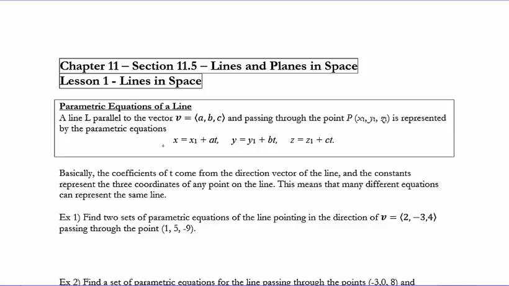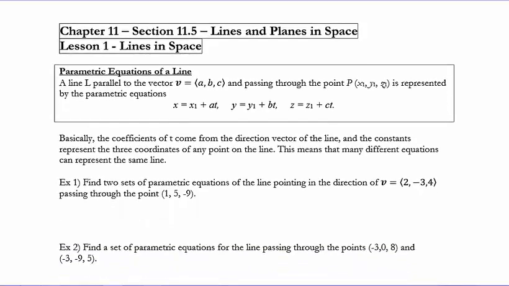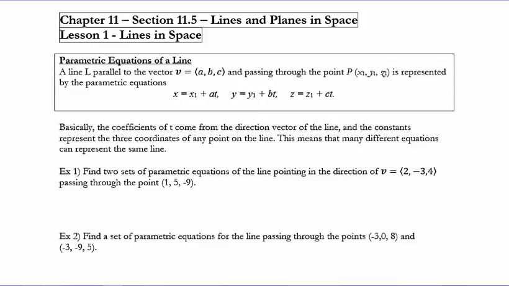So we're going to spend a little bit of time and slow down a bit on this section and really split it up into 3 quite different but quite complicated lessons in their own right. So this first lesson, I'm going to focus on just lines in space. If you have a line L parallel to the vector V, whose components are ABC, that passes through a point P, x1, y1, z1, it is represented by parametric equations.